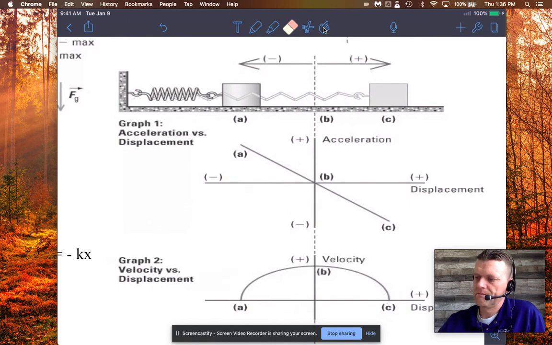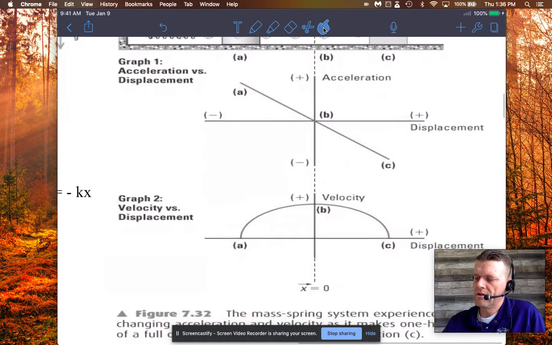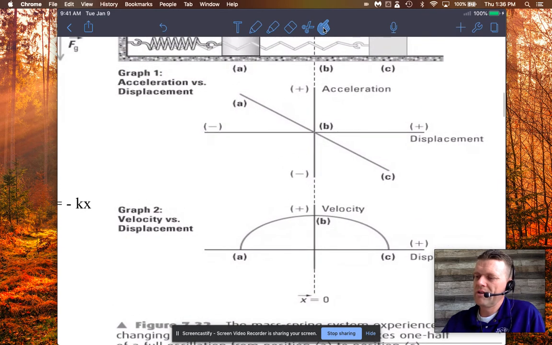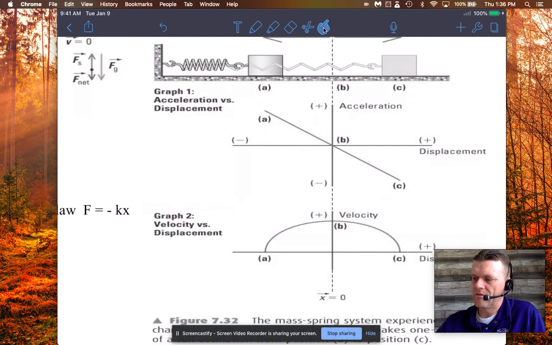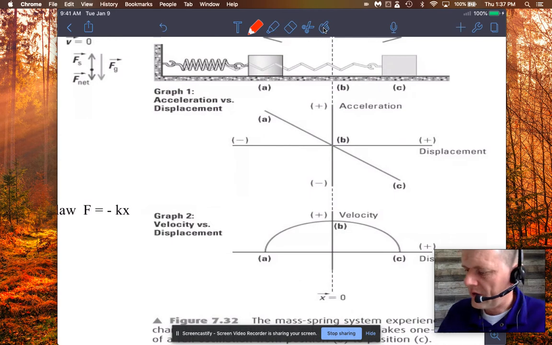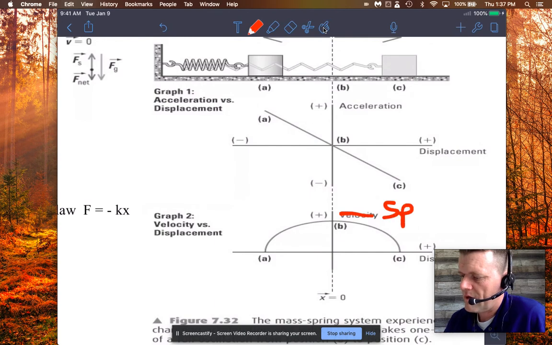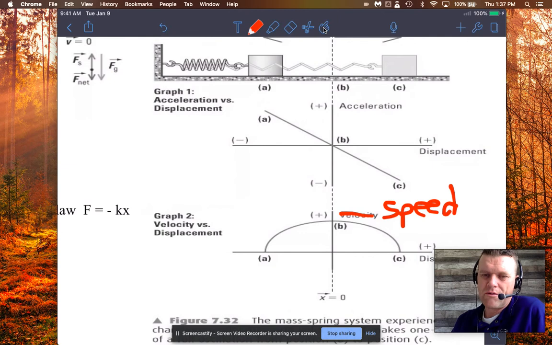Now, worth mentioning as well is the velocity. Really, this should be a speed displacement graph, not velocity, because the velocity vector flips from positive to negative, but here it just shows the velocity is always positive, which it isn't. So this is probably better known as a speed displacement graph. But sometimes they'll just refer to it as velocity.